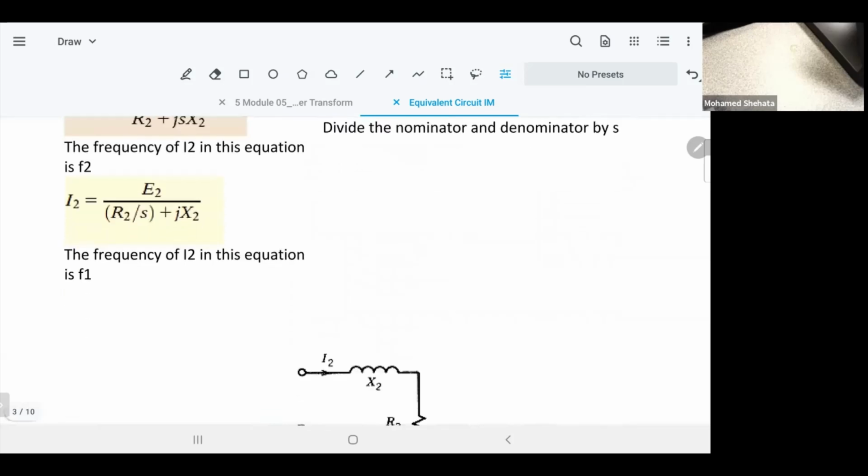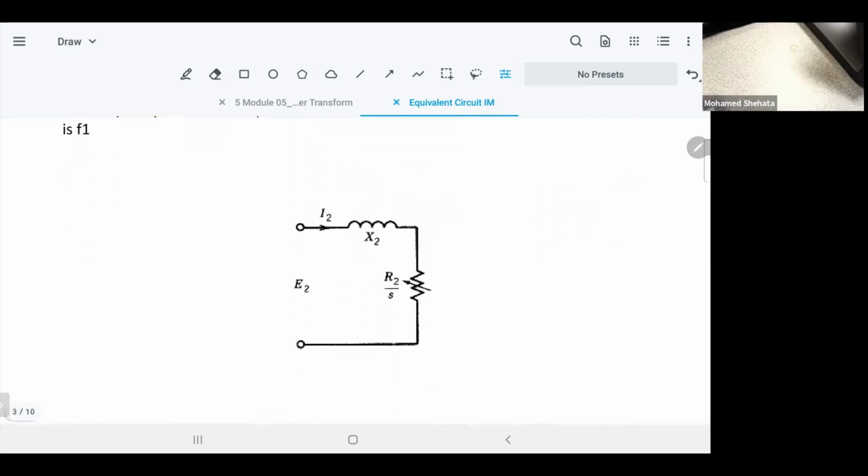Now look at the equivalent circuit. That's the equivalent circuit of the rotor after I divide everything by S. Now I have E2, the induced EMF, and X2 now doesn't have S, and I have R2 over S. And you know R2 does not have frequency. So that's the equivalent circuit when I divide everything by S. Simply, that's what I got. What is that? That's the equivalent rotor circuit from the stator perspective. That's what the stator sees, not the rotor.